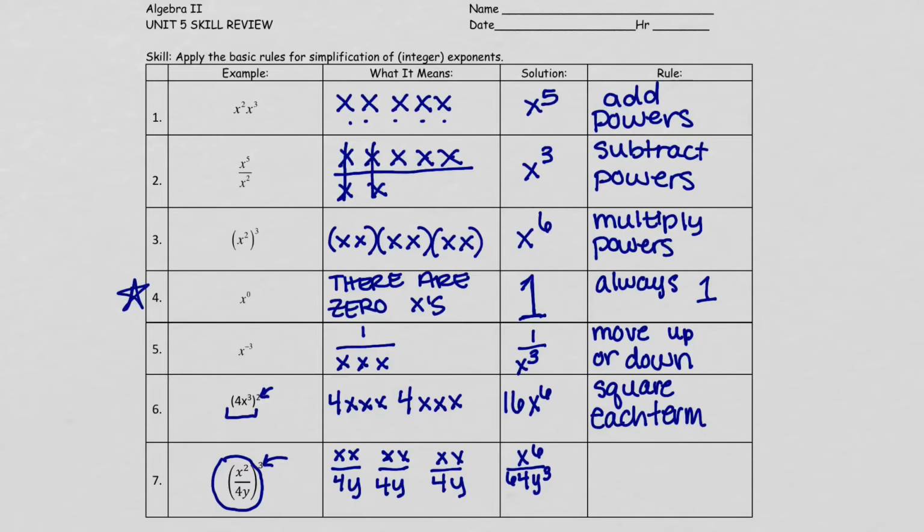Okay, so the same as I did in number 6, what I really did is I cubed every single term inside that expression, right? So I took my 3 and I cubed the x squared. I took that 3 and I distributed it down. I cubed 4 and I cubed the y. So we're going to remember to cube each term. Again, you can't just pick and choose the easy ones, you have to do every single term.